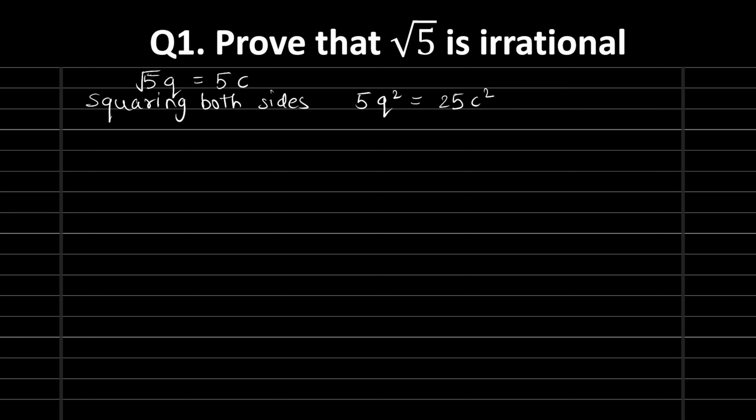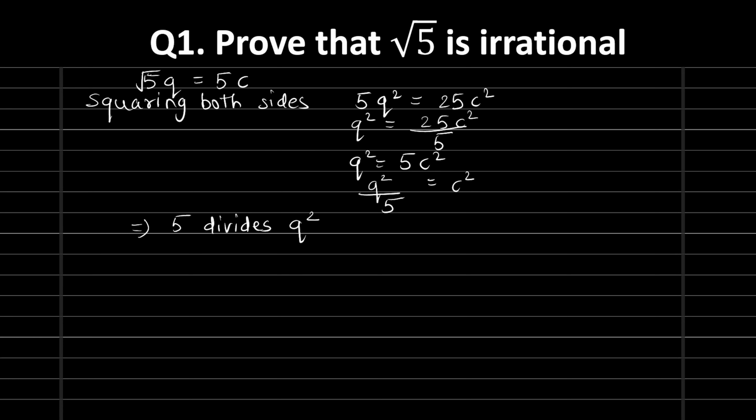Now on simplifying this further, what are we going to obtain? We will get q square is equals to 25c square upon 5, which can be written as q square is equals to 5c square. Or we can write down from here, q square upon 5 is equals to c square, which implies 5 divides q square. Now if 5 divides q square, from the theorem we can say that 5 will divide q also.